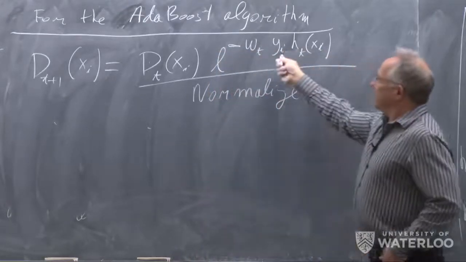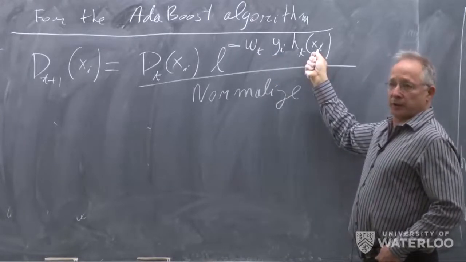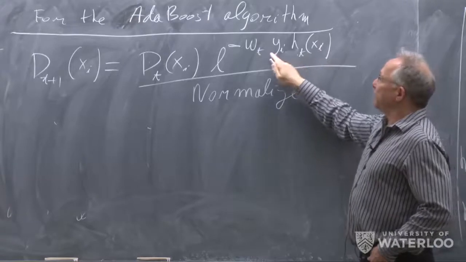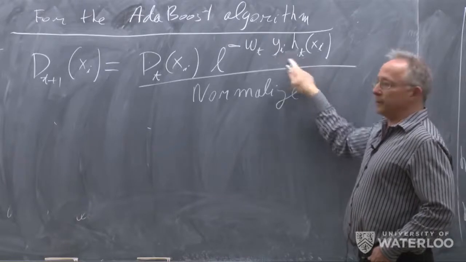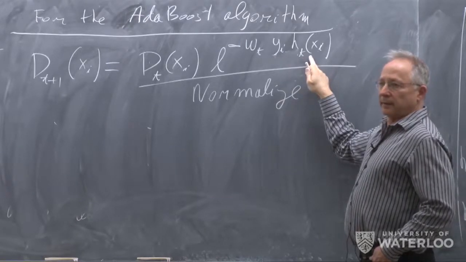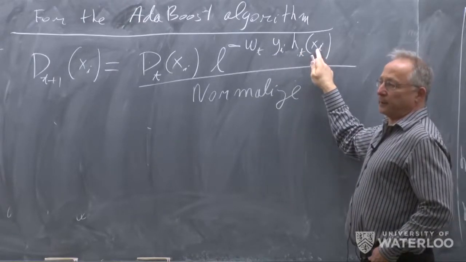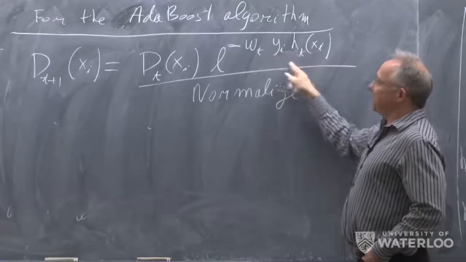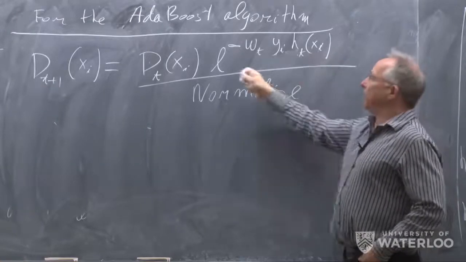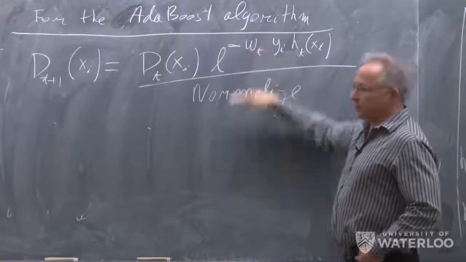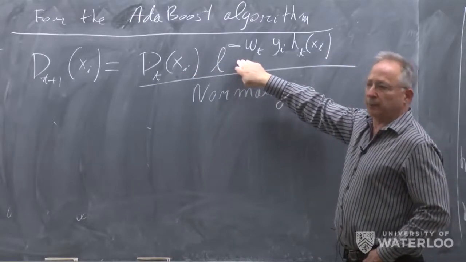Okay, so what is this? Note that y_i is the label, h_t of x_i is the prediction. When the prediction is correct, what is y_i times h_t of x_i? y_i is either plus or minus 1, and h_t of x_i is either plus or minus 1. When the prediction is correct, the product is plus 1. So I multiply the old weight by e to the minus something, so I decrease the weight.